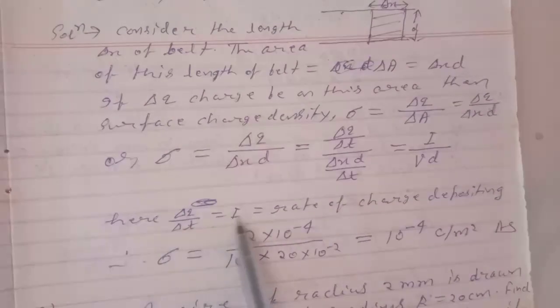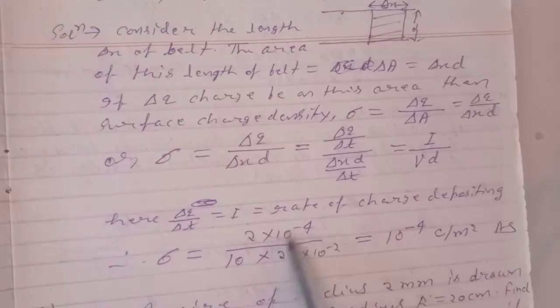Here dq by dt, I, is the rate of charge deposit, that is current, and sigma equals 2 into 10 to the power minus 4 by 10 into 20 into 10 to the power minus 2, which is 10 to the power minus 4 coulomb per meter square. Answer.